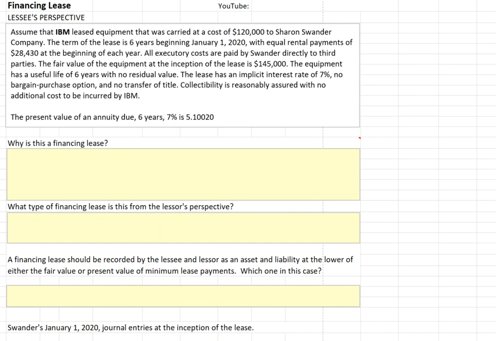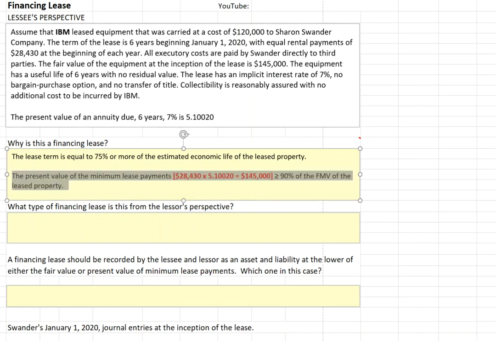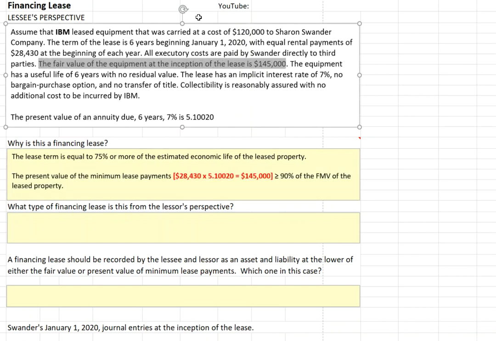Why is this a financing lease? First, the lease term is equal to 75% or more of the estimated economic life of the leased property. The lease term is for 6 years, and the equipment has a useful life of 6 years with no residual value. Second, the present value of the minimum lease payments, which we could calculate as $145,000, is greater than 90% of the fair market value of the leased property, which we are told at the inception of the lease is $145,000.